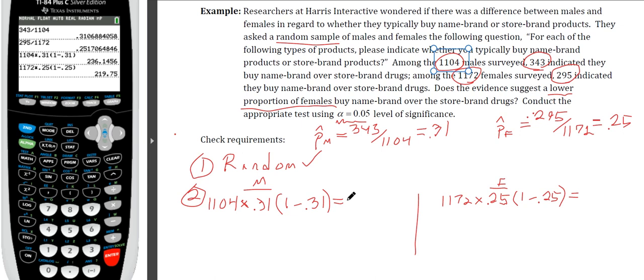Over here, then, we get, for males, 236, which is greater than or equal to 10. So that's good. And then for women, we have 219, which technically rounds to 220, but it doesn't really matter. It's a number that's greater than or equal to 10. That's all we need.